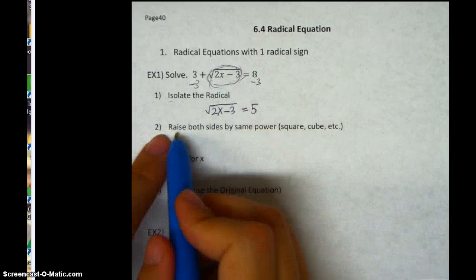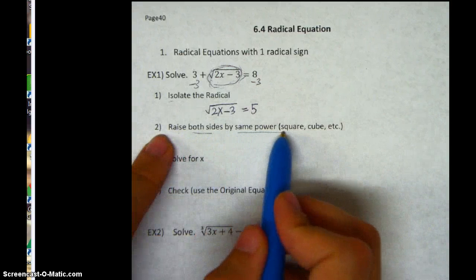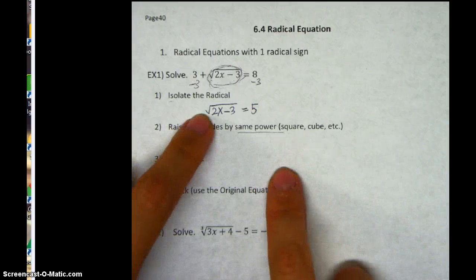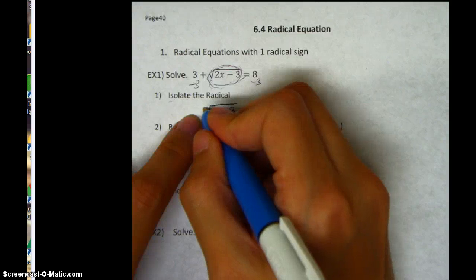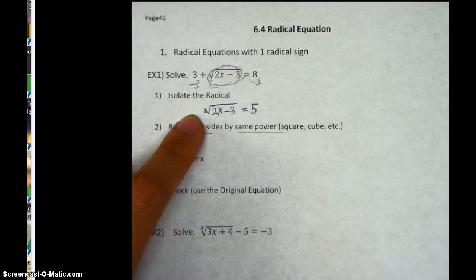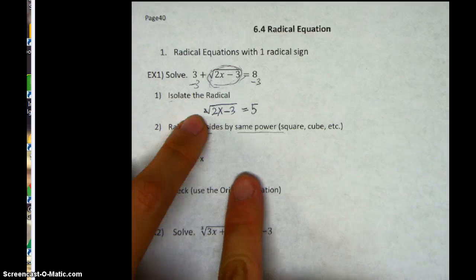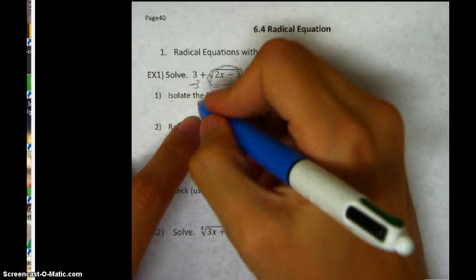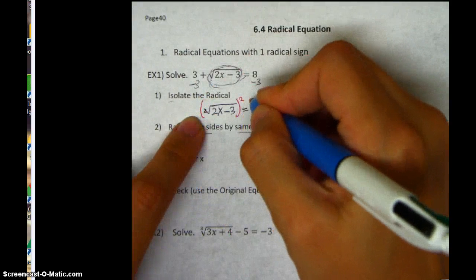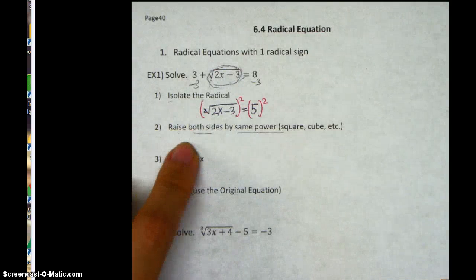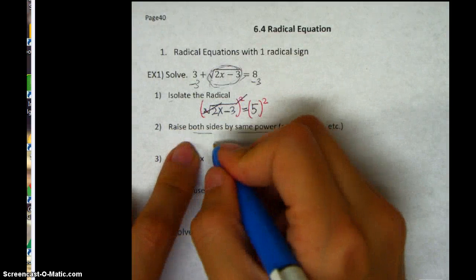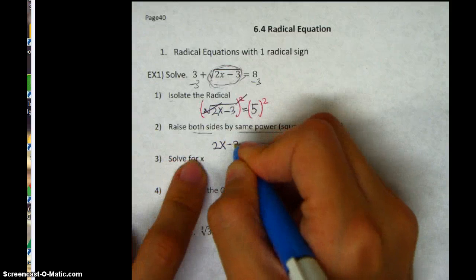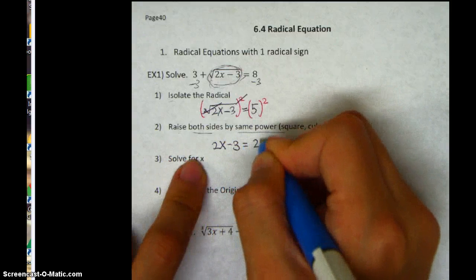Second step is to raise both sides by the same power. If you look at the index of this root, because the index is hidden, it means the index is 2. Because of that index, we're gonna raise both sides by 2. The whole reason why we do this is so that I can cancel this square root and square. So on the left side I have 2x minus 3. On the right side I have 25.